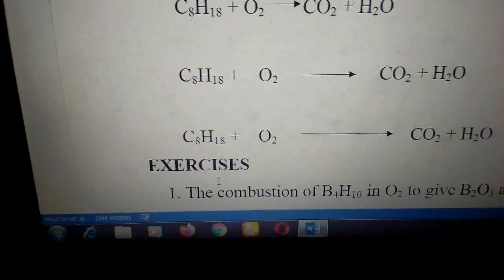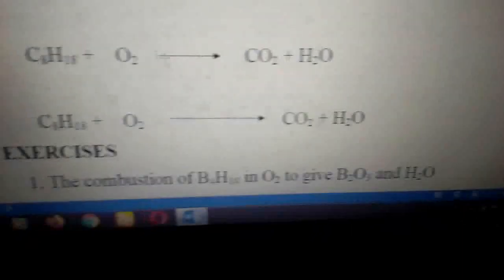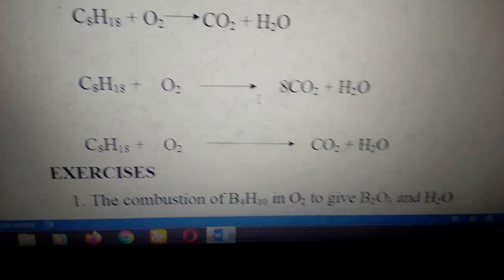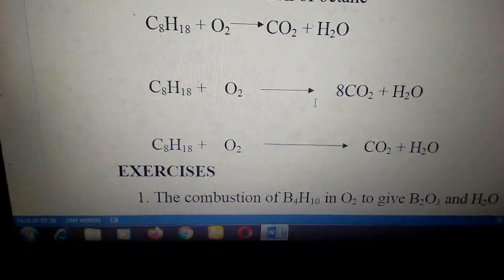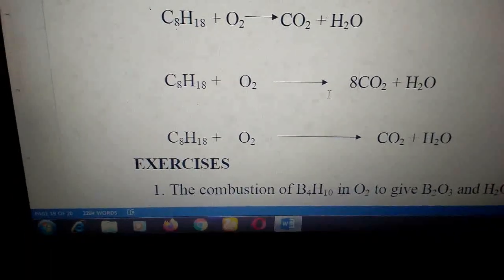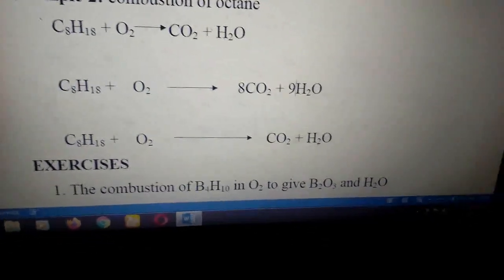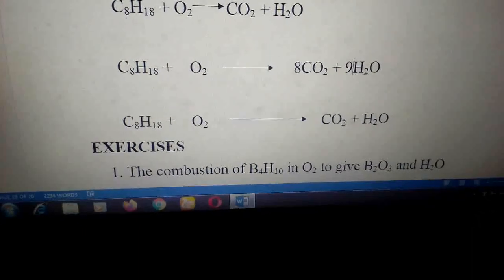Carbon is 8 on the left hand side, that is on octane. On the right hand side, carbon is only 1. So what do we do? We put 8 in front of CO2 on the right hand side, to balance carbon. Then looking at hydrogen, hydrogen is 18 on the left hand side. On the right hand side, we have only 2. To balance hydrogen, I'm going to put 9 in front of water, because 18 divided by 2 is 9. That gives 9. 9 times 2 gives you 18.